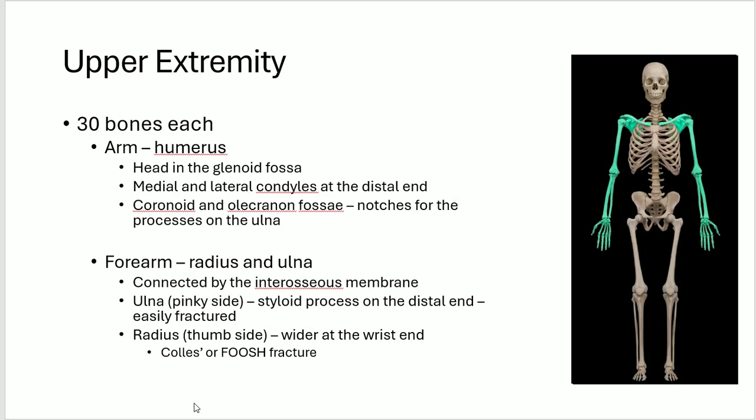So this is called a Colles fracture or FOOSH. Same thing. So FOOSH stands for fall on outstretched hand. So that's exactly what it sounds like. It can snap the end of the radius off at the wrist when you're falling and you catch yourself by sticking your arm out, right? So FOOSH fracture, fall on outstretched hand, or Colles, same thing.